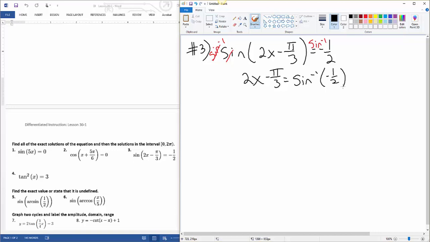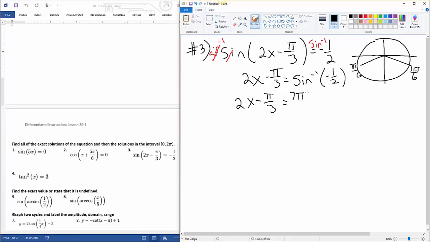So on the unit circle where my sine is negative 1/2, that's going to be here and here. So that's 11 pi 6, and was that 7 pi 6? So I get 2x minus pi thirds equals 7 pi over 6 plus 2 pi k, and 11 pi 6 plus 2 pi k.